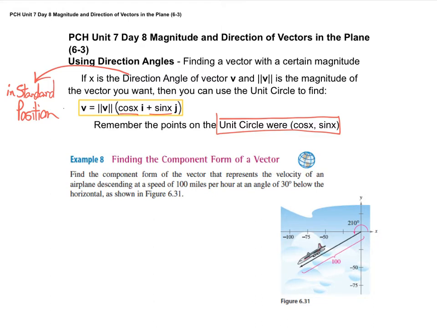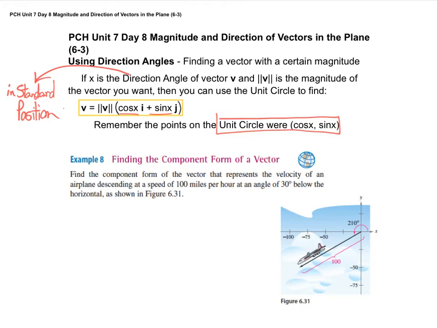Alright, so let's look at an example right here. It says find the component form of the vector that represents the velocity of an airplane descending at a speed of 100 miles an hour at an angle of 30 degrees below the horizontal. Now notice, and this is going to happen a lot, notice the angle that we're given initially is not the direction angle that we need in order to make our vector.